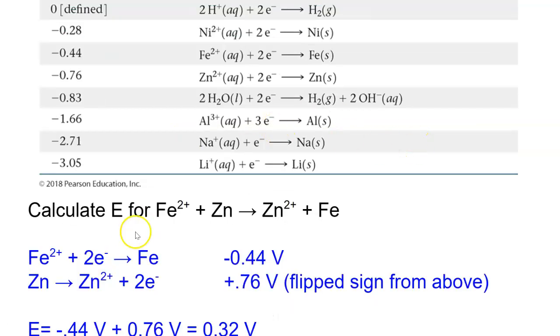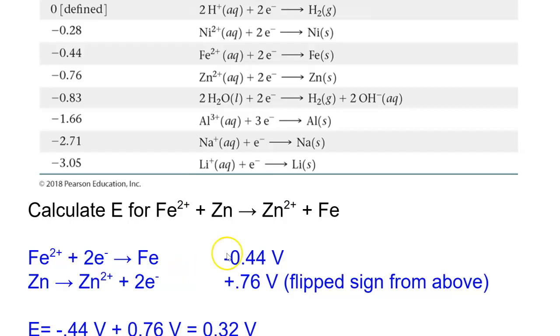So if you look at this example down here, calculate E for iron 2 plus zinc, giving you zinc 2 plus iron. You would find each half reaction, and so this one's directly up above here. This one is in reverse of what's here, so you flip it.